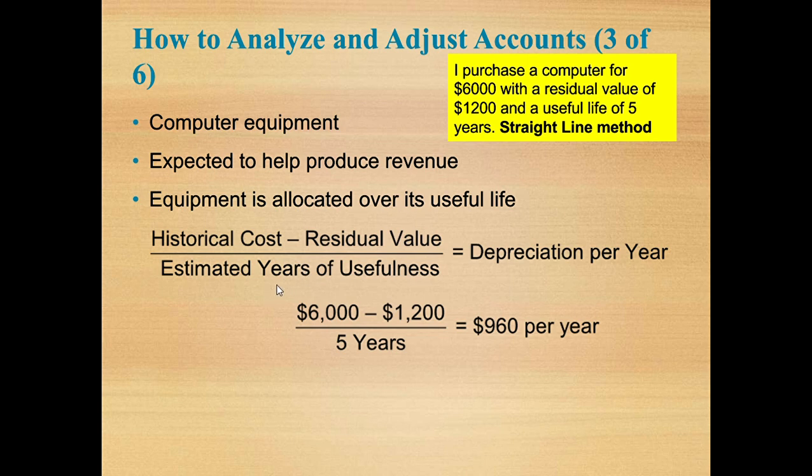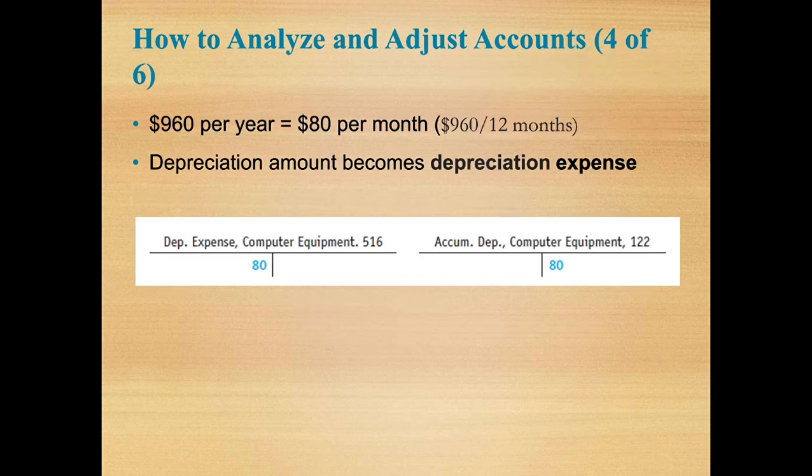So if I plug it into the formula, that would be 6,000 minus 1,200, which would be 4,800, divided by 5 years. And that means that every year I will depreciate $960 of that computer. And I do my accounting on a monthly basis. Therefore, I would need to take the 960 and divide it by 12 to allocate a depreciation expense on a monthly basis. So let's look at that. If it's $960 a year and I divide 960 by 12, I get $80 a month.